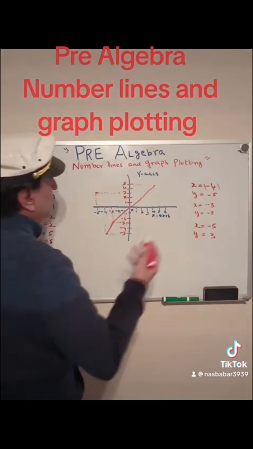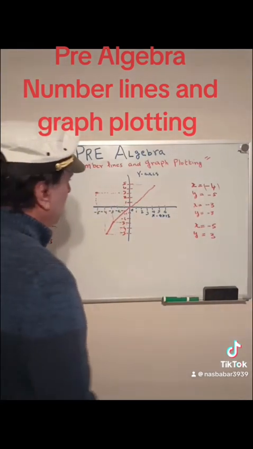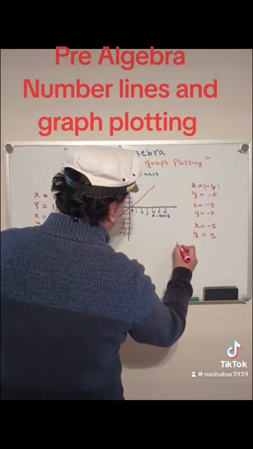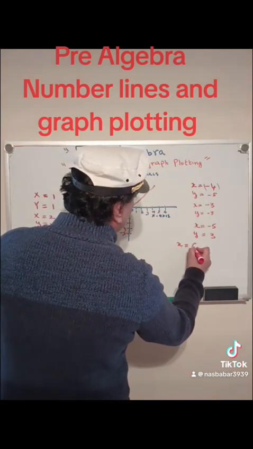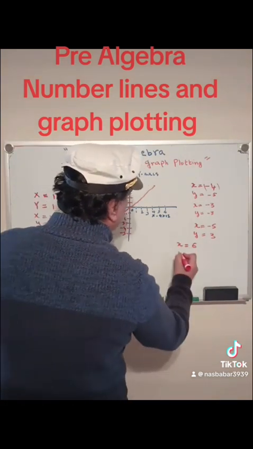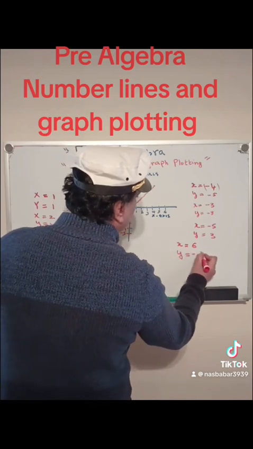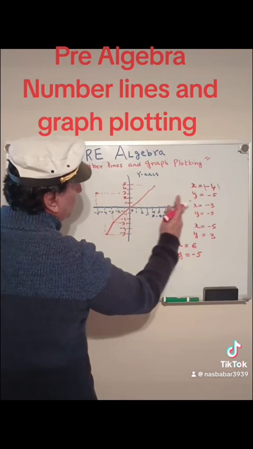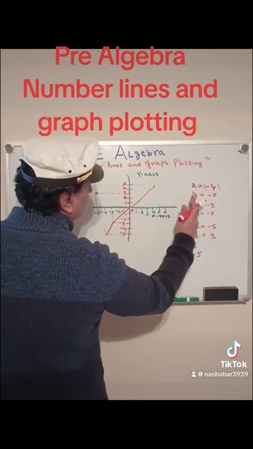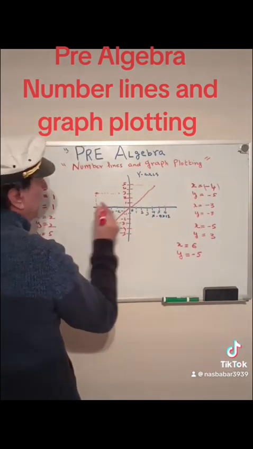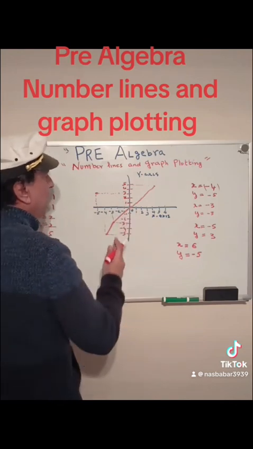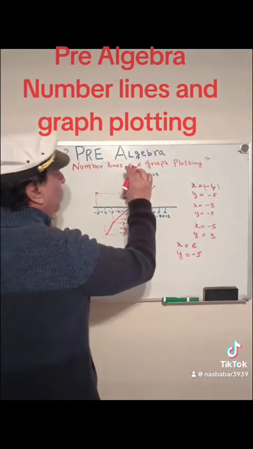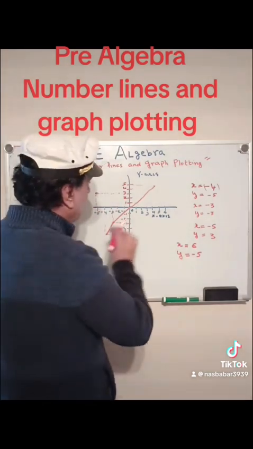And let's see if we can do another example. I'd say x is equal to 6, y is equal to -5. So as you can see, positive is on this side of the x-axis, negative on the left-hand side, in between is 0. On the y-axis, above the line you have positive numbers, below the line you have negative numbers.